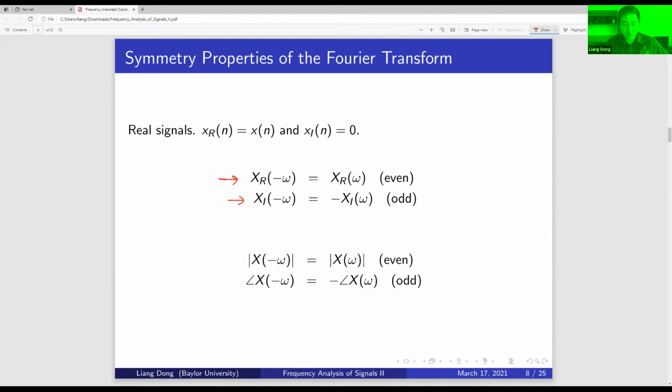Similarly, we can discuss this in polar format. In the polar form, here is the magnitude of my frequency domain signal. It is an even function because the absolute value of X negative omega equals the absolute value of X omega. And the phase of this frequency domain signal is odd. So the angle of X negative omega equals negative the angle of X omega. It's an odd function.